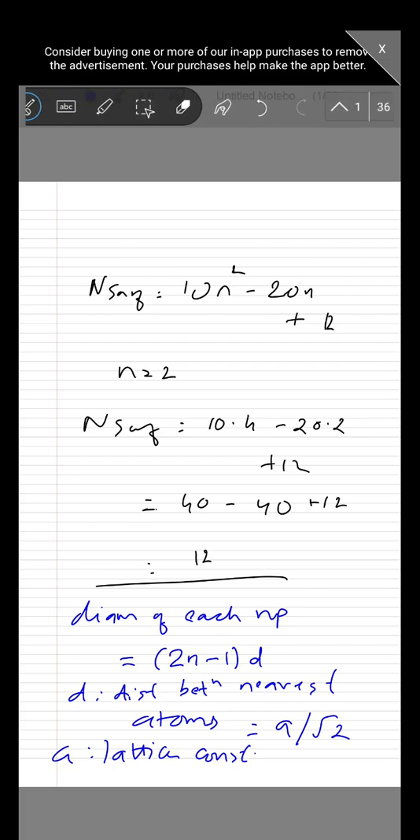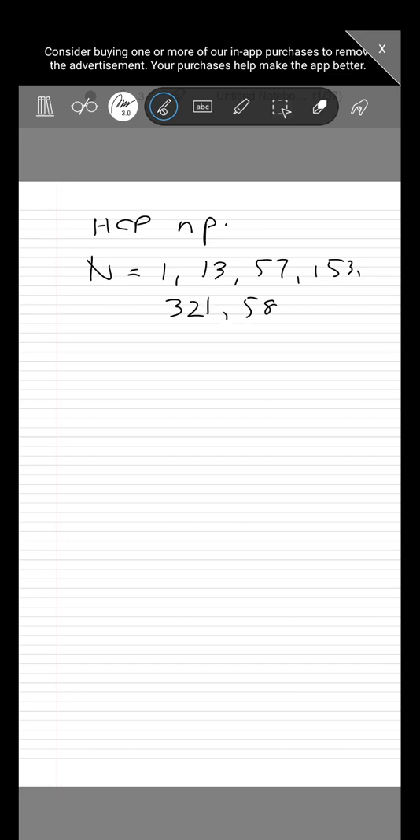Now if we move to an HCP lattice or HCP nanoparticle, then the numbers become 1, 13, but instead of 55 we will have 57, a slight change. Then we will have 153, 321 and 581.